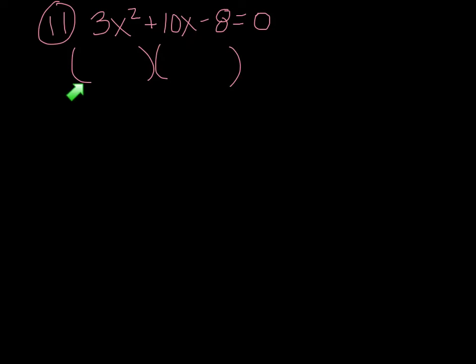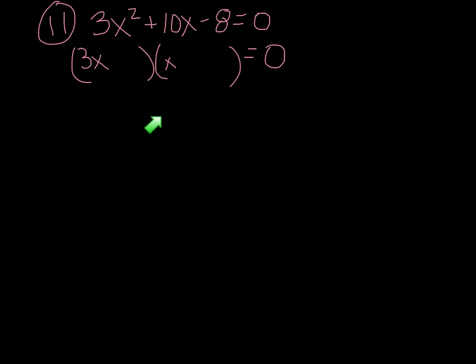So I set up my two sets of parentheses for my two binomials. Still set equal to 0. I look at my first term, it's 3x squared. 3's prime, so I know it has to be 3x times x. Then I consider my last term of negative 8. So that tells me that if I'm going to multiply to a negative, I need 1 plus and 1 minus, but I don't know which one is which yet. And I've got to get a total sum of 10. So with 8, I've got 1 and 8, or 2 and 4.